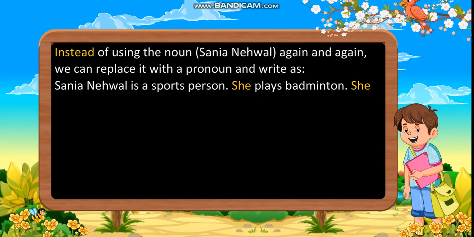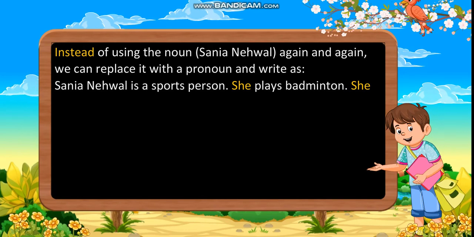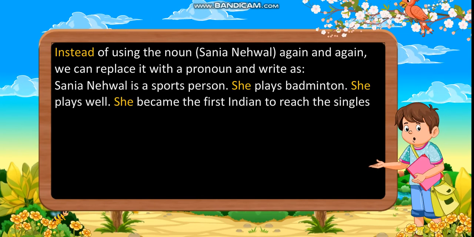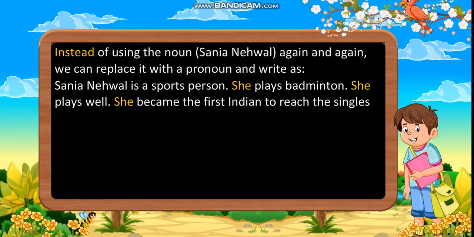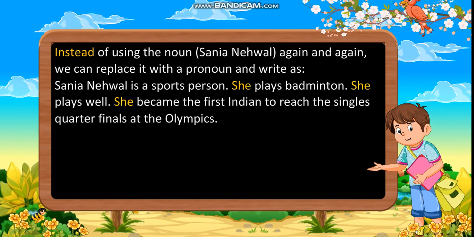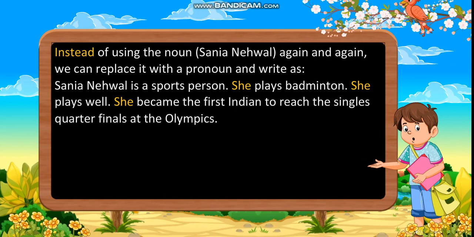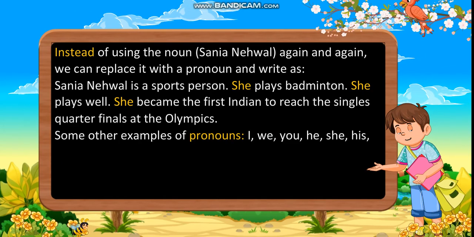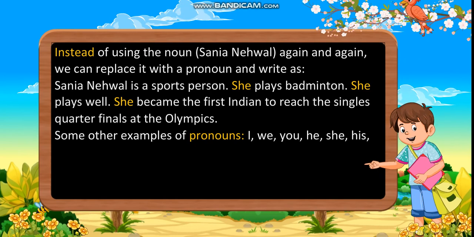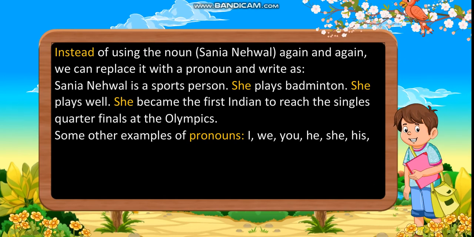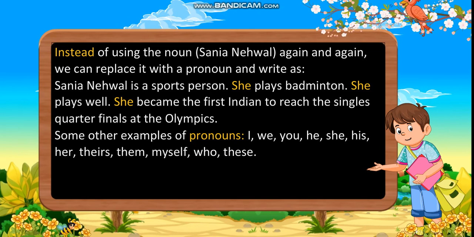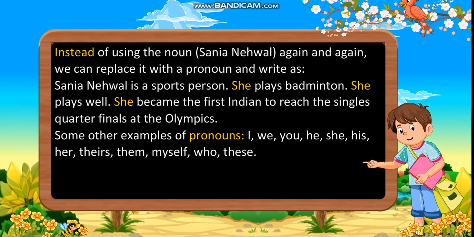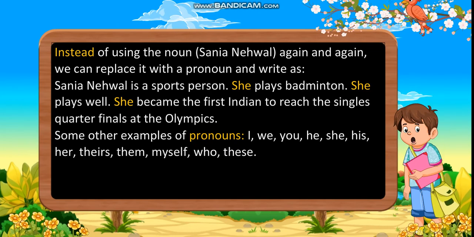Saina Nehwal is a sports person. She plays badminton. She plays well. She became the first Indian to reach the singles quarterfinals at the Olympics. Some other examples of pronouns: I, we, you, he, she, his, her, theirs, them, myself, who, these.